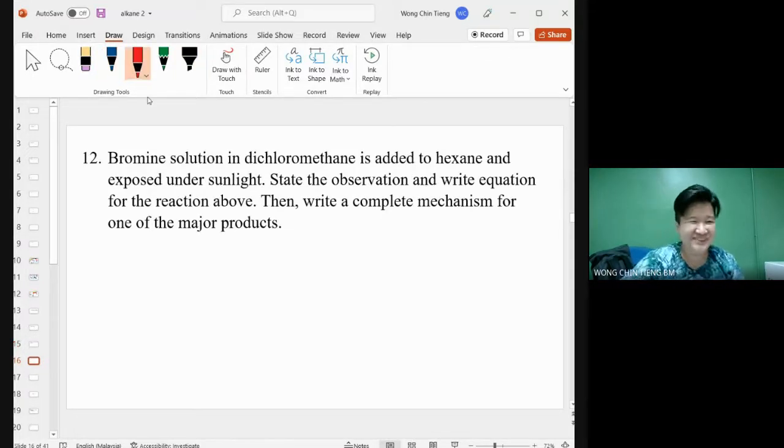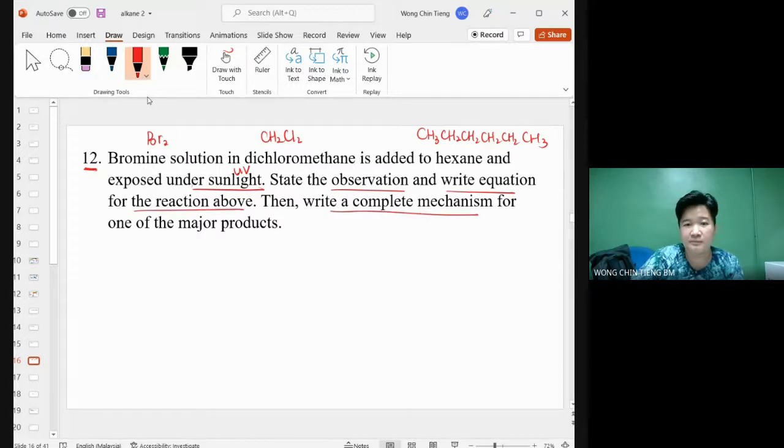Sorry. 12. Bromine solution in dichloromethane. Bromine solution, Br2, in dichloromethane, that is your inert solvent, is added to hexane. Hexane adalah 6 carbon straight chain. Okay. And exposed under sunlight ada UV. State the observation and write the equation for the reaction above. Then write a complete mechanism for one of the major product. Okay. So, first and foremost, dia ada banyak product. Let's see how many product you have.